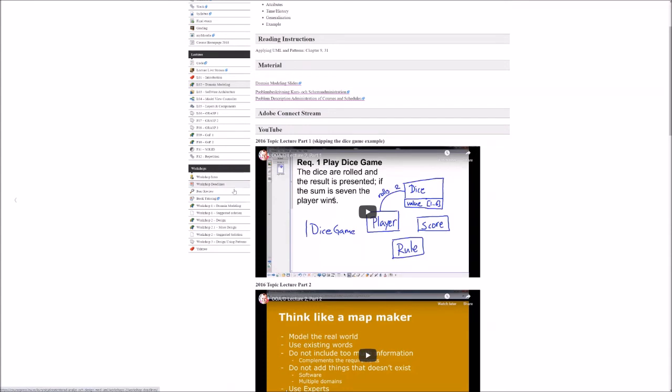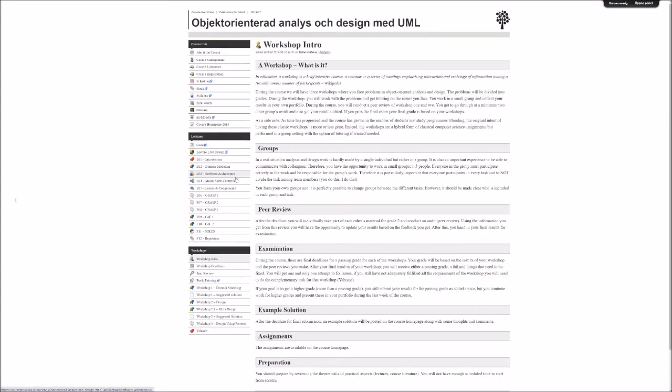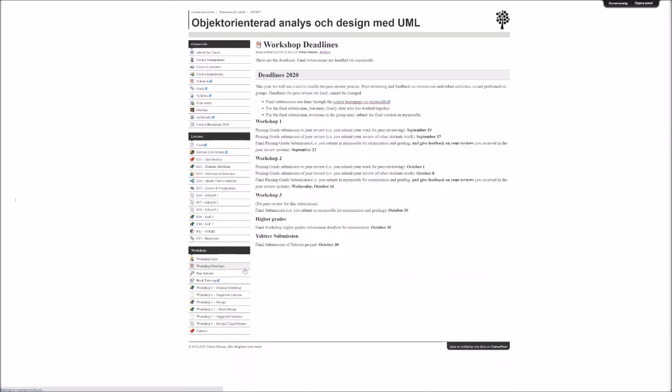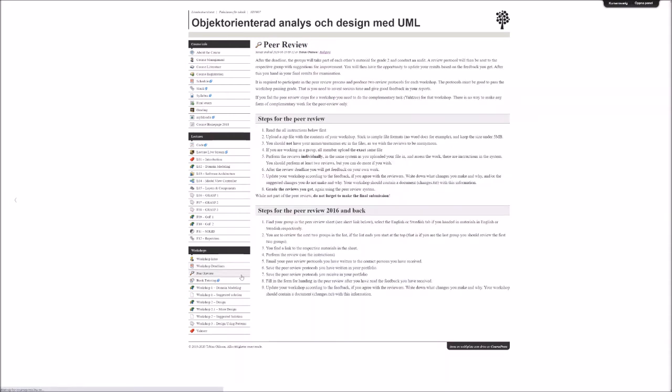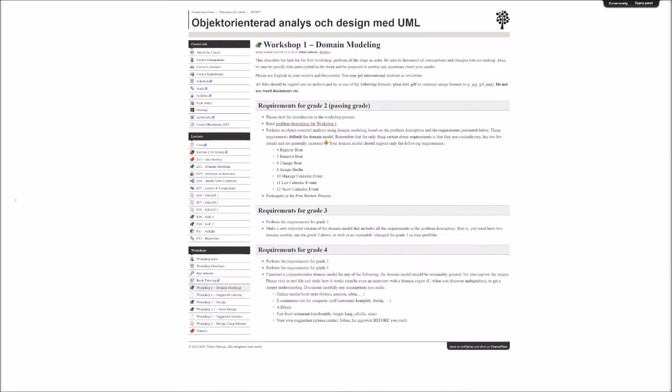Finally, we have the important block with the workshops. Here you can find some general information, for example that you can work in groups, a little bit about the peer review and how they will be examined. You have the workshop deadlines, instructions for the peer review process, you can book tutoring, and most importantly, you have the requirements.